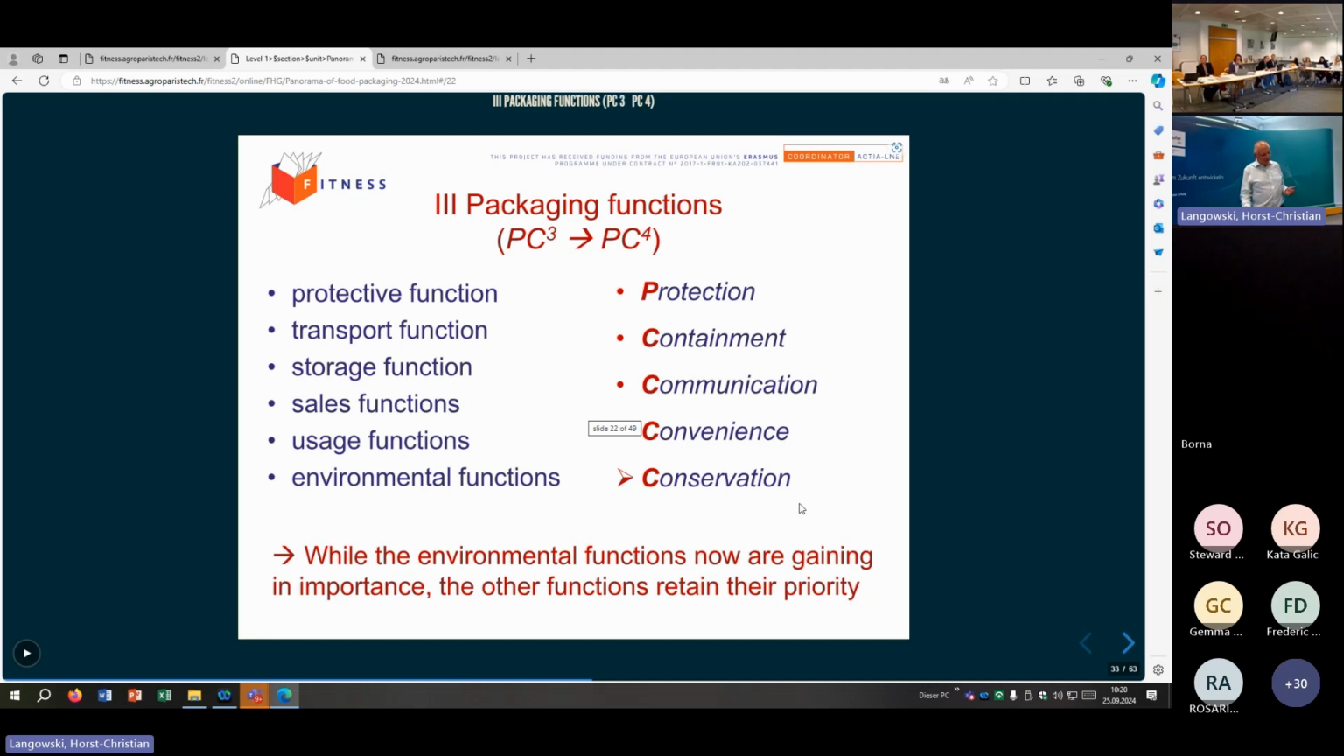So this means that we have to look at this in more detail today because this is being asked for. But what you should avoid to think about is, can we sacrifice those functions on behalf of this? The answer is no, because if we, for instance, sacrifice the protection on behalf of conservation, we fail in avoiding food losses. And this is important. I will give you some examples in a minute.